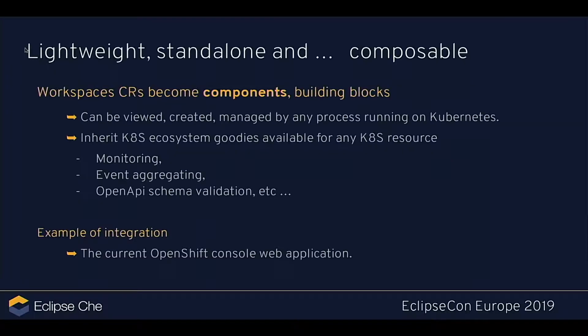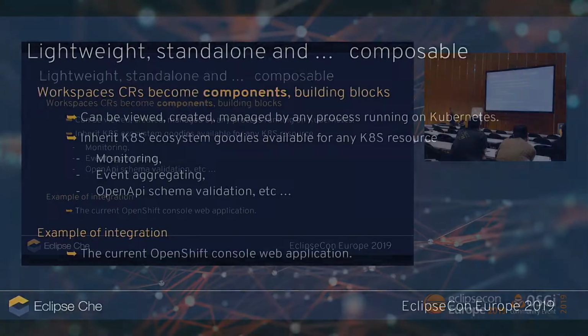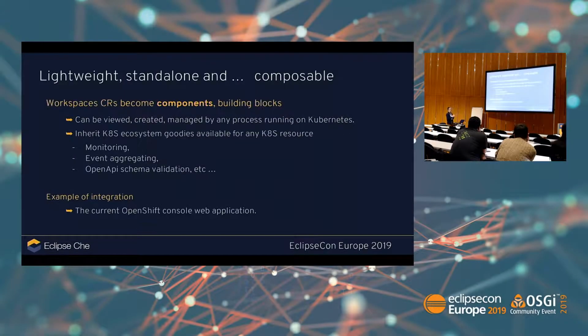So, what happened here? We have lightweight, standalone, but also composable workspaces. That means that workspaces become components, building blocks. Every application in Kubernetes will be able to see workspaces and do things with them. Also, you can inherit all the Kubernetes goodies that you have for any Kubernetes resource, for example, monitoring, event aggregating, OpenAPI schema. And let me show you an example of integration.